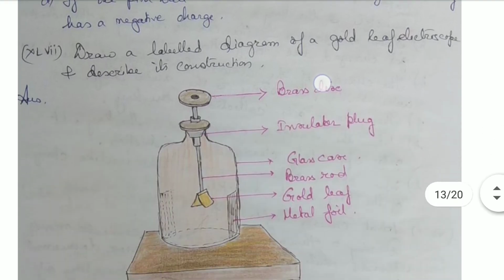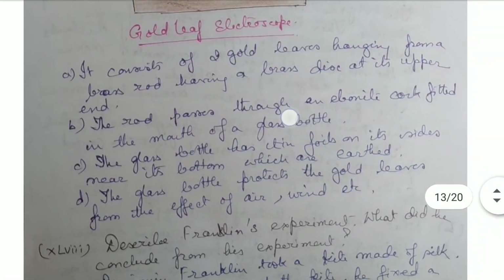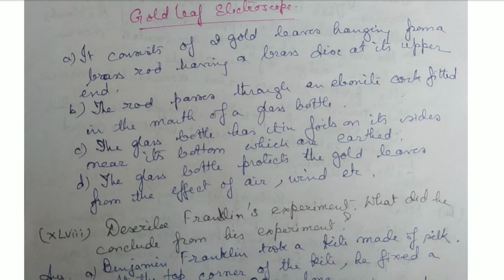Okay, now draw a labeled diagram of a gold leaf electroscope and describe its construction. See, a gold leaf electroscope has a brass disc, an insulating plug and a glass case. It is inside a glass case. It has a brass rod which holds two gold leaves and there's a metal foil. It consists of two gold leaves which are hanging from a brass rod having a brass disc at its upper end, suspended from that brass disc inside a glass jar.